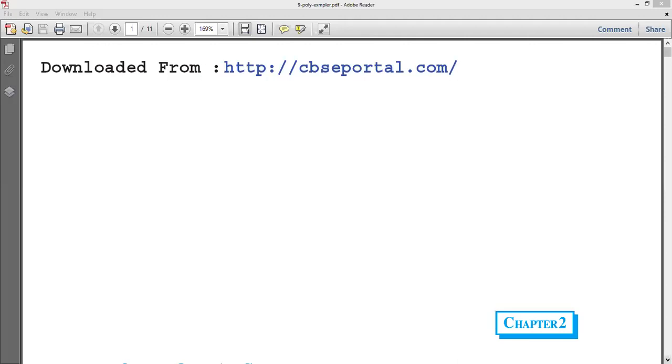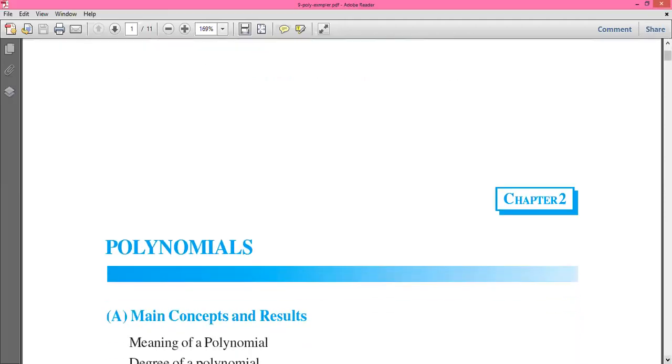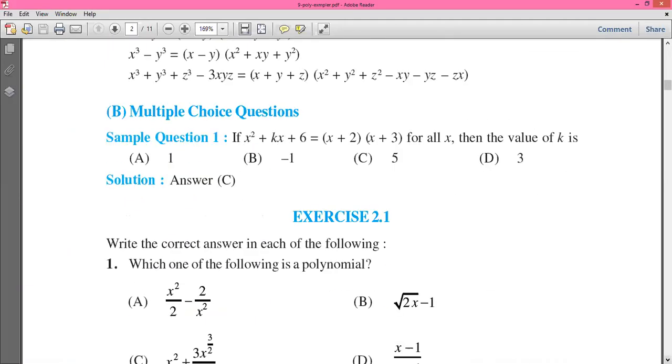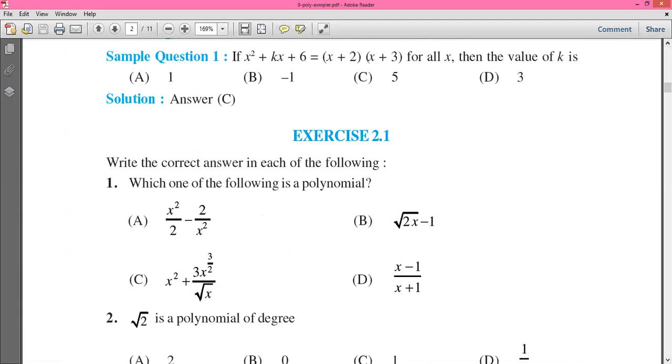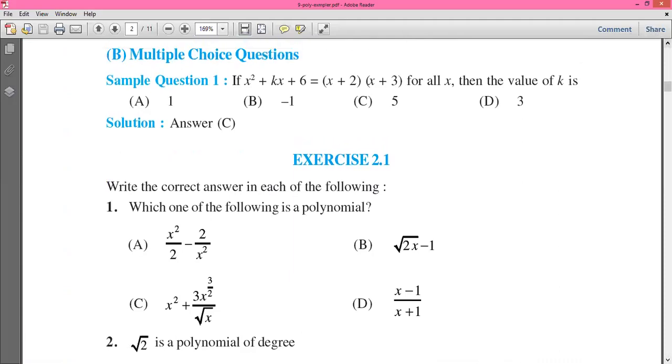I think there is some problem with that PPT, so I will try to open an exercise for you. Can you see the screen now? Yes, sir. So here, let's begin with the example at the top.